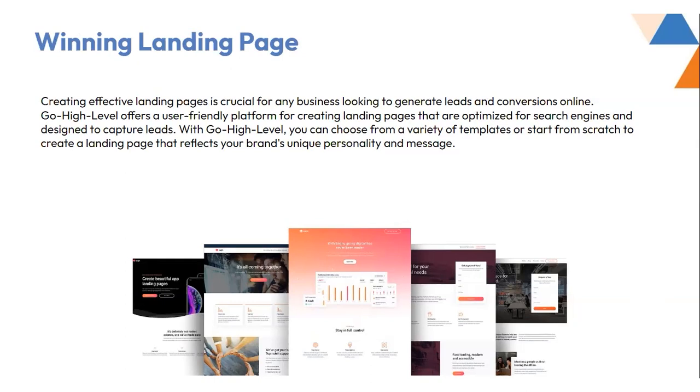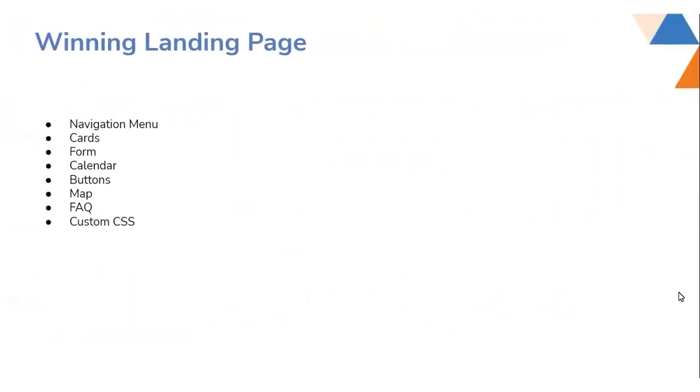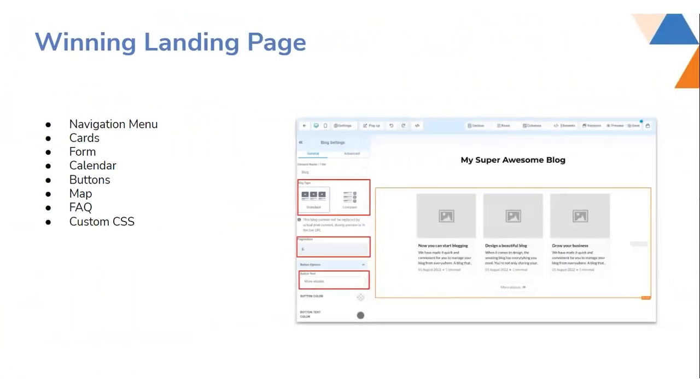GoHighLevel allows you to create professional-looking landing pages quickly and easily without any coding knowledge. The drag and drop editor makes it easy to customize the design and layout of your landing page. While building a landing page using GoHighLevel, you can start from scratch or select from a choice of themes to reflect the distinct personality and message of your brand.